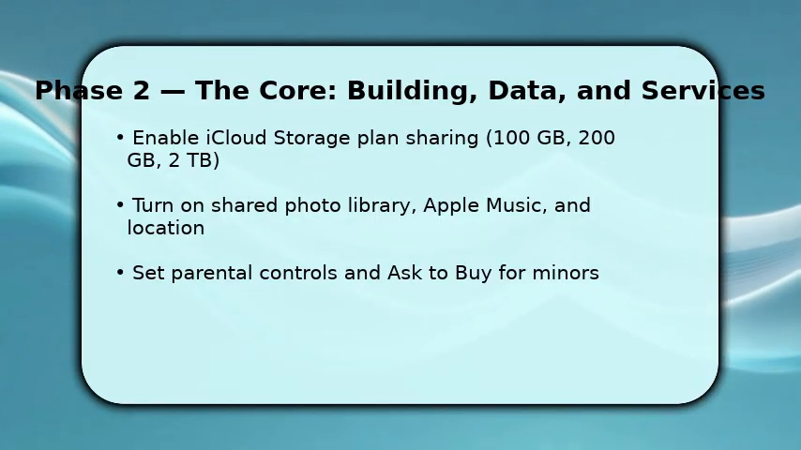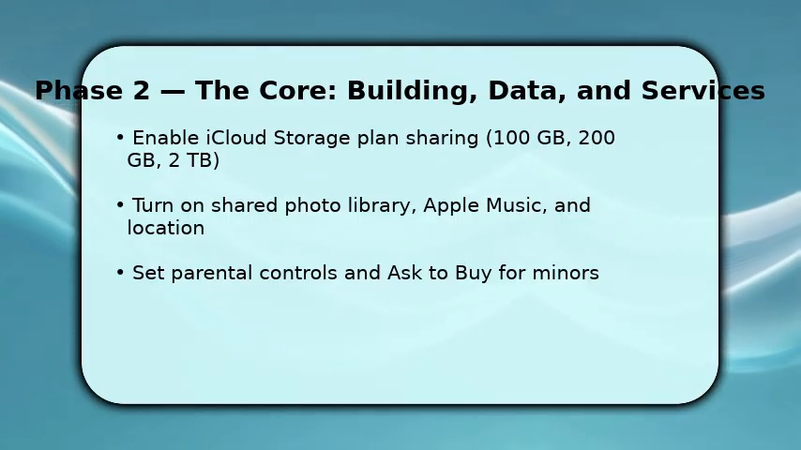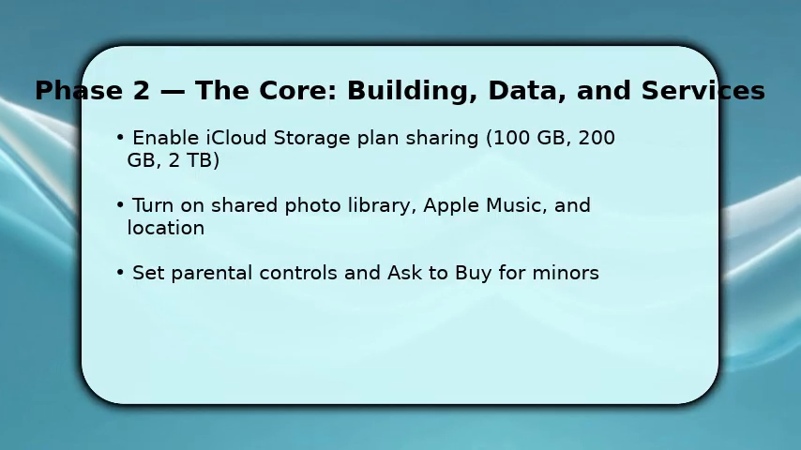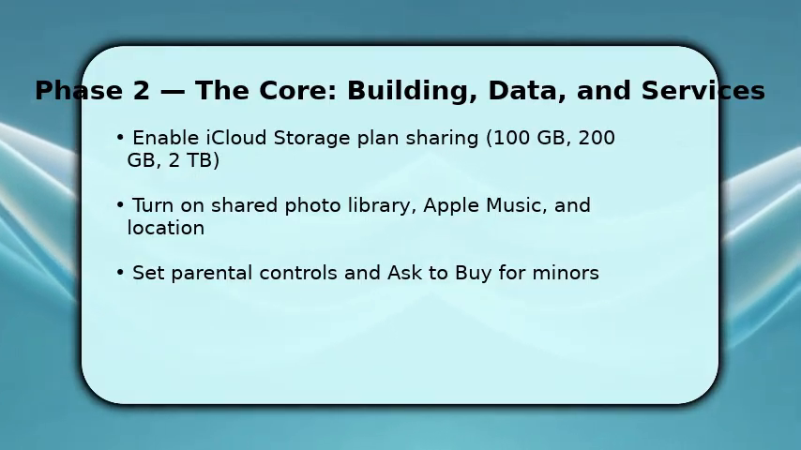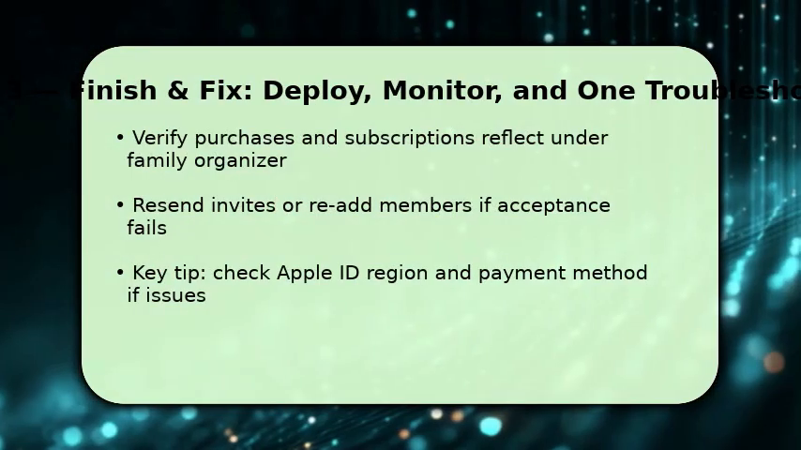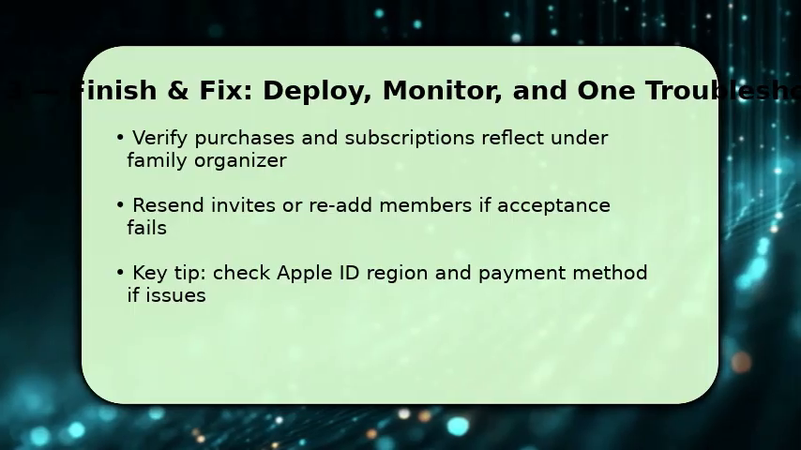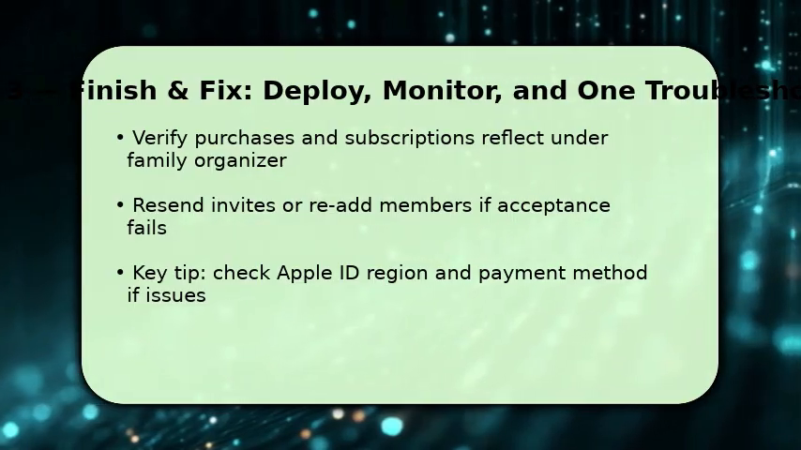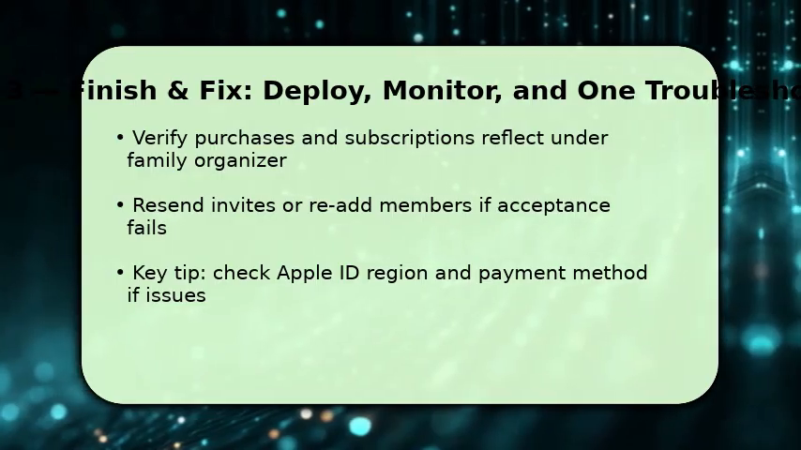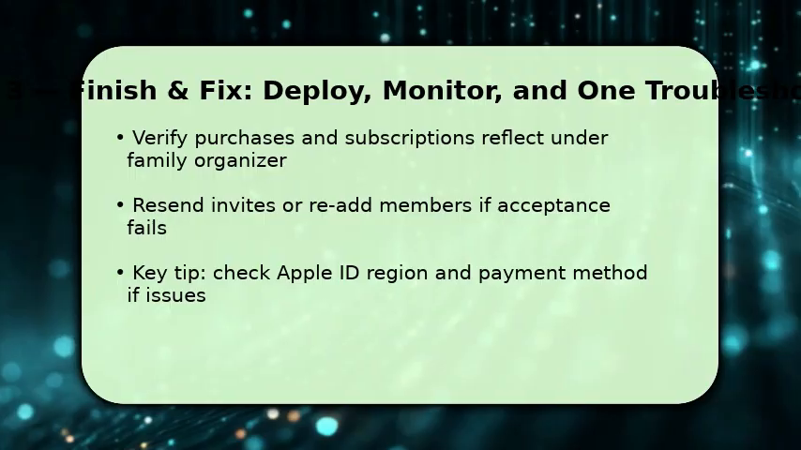Once these are set, check each member's device to confirm sync. Make sure contacts, calendars, and shared photos appear. Otherwise, sign out and back in to force a refresh. To finish, review the family sharing summary and confirm purchases, subscriptions, and shared storage are visible on each device. If something is missing, have the member open their invite and accept again.